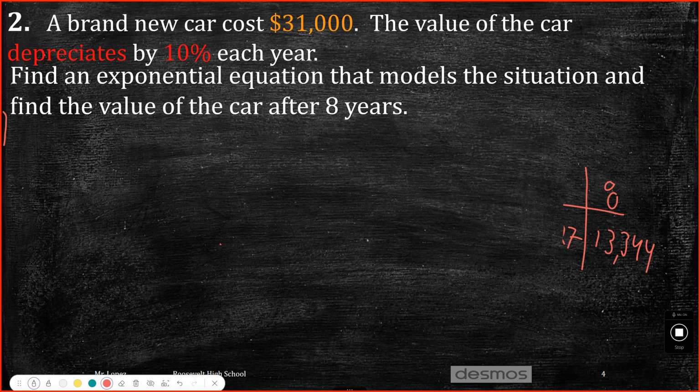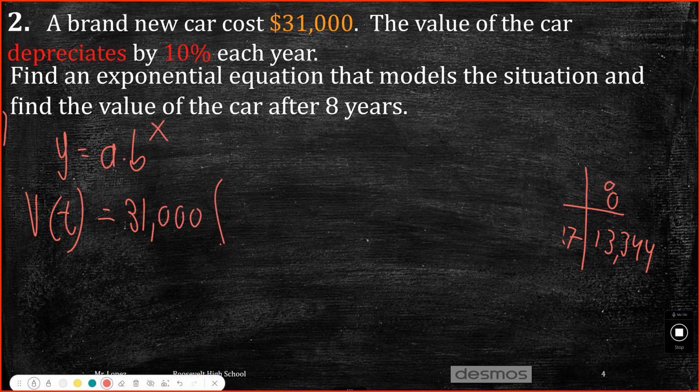So what I said is that it is exponential. Y is equal to a times b to the power of x. So now I know it's exponential, but it's decaying. So the value of the car with respect to time will equal A. What's A? Anybody? The initial amount that you paid for the car, which was 31,000. But the value of the car is going to go down. It's not going to keep 100% of its value. It's going to lose 10% of its value per year. T for time.